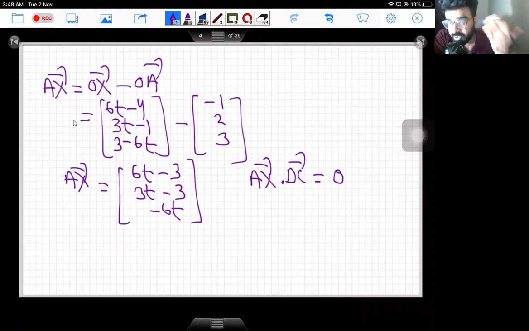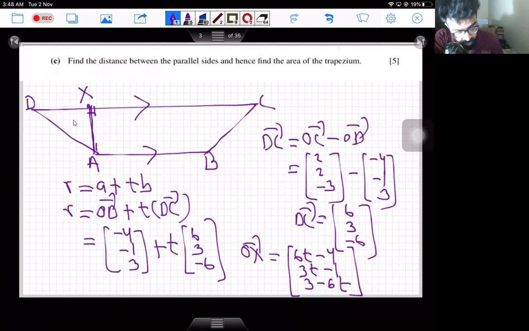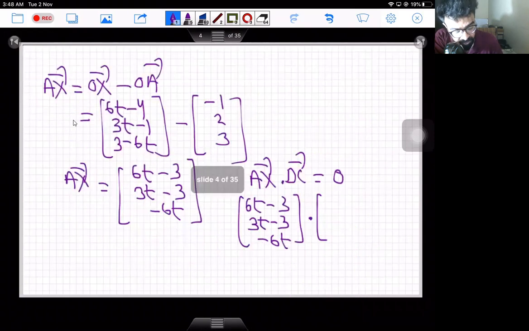And the scalar product is equal to 0 because cos 90 is equal to 0. Angle between the two lines is 90 degrees. So (6t minus 3, 3t minus 3, minus 6) with the scalar product of the direction vector of the line DC, which is (6, 3, minus 6), and this whole thing is equal to 0.